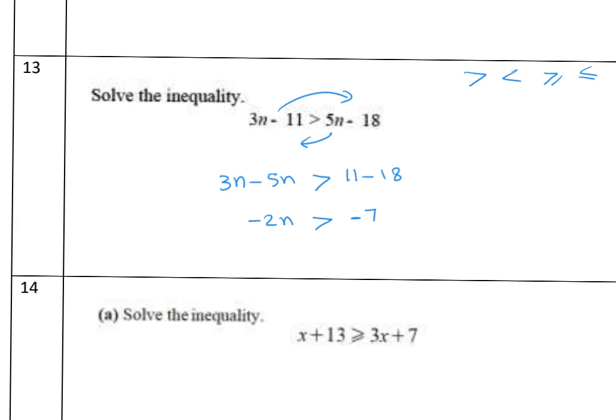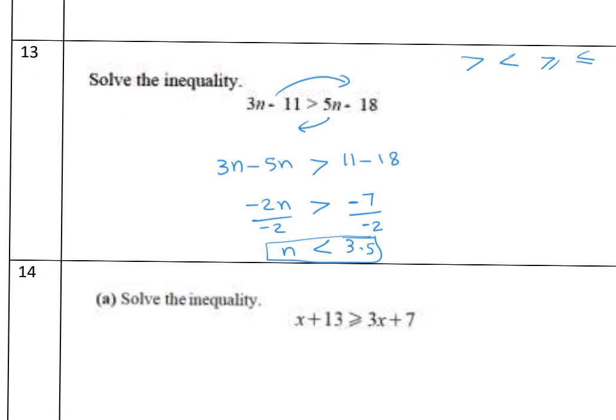Now we need to find n. So you have to divide by negative 2. When we divide by negative, flip the sign. Okay? So flip the sign. So this more than will be less than. So n will be less than negative 7 over negative 2, which is 7 over 2, which is 3.5. So n less than 3.5. Okay, this is the solution for the inequality.